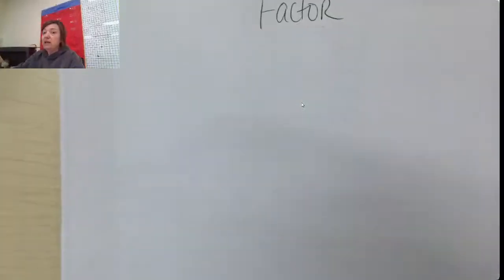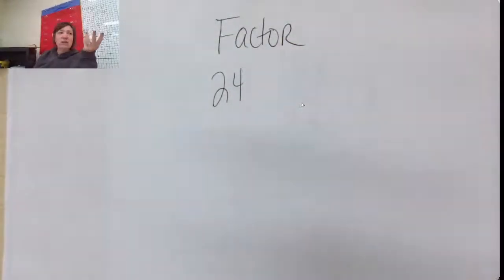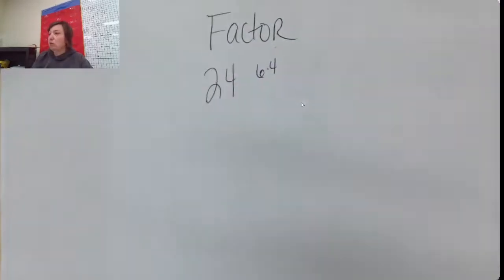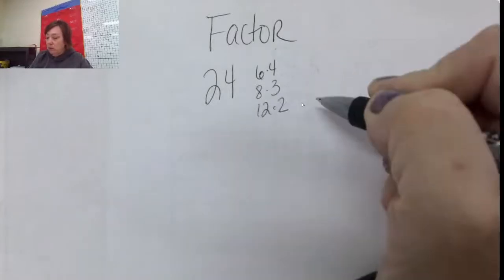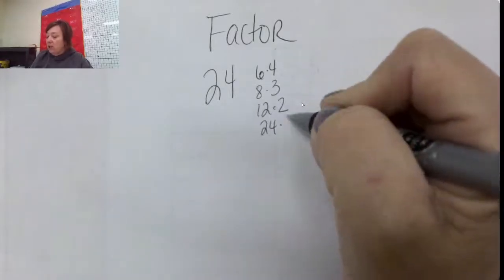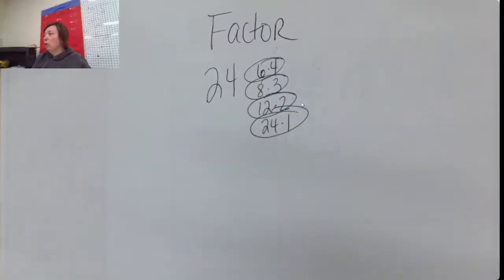Yes, exactly. So if I give you the number 24 and I say, what are the factors of 24? So 6 and 4 is a set of factors for 24. Is that the only option though? 8 and 3, 12 and 2, 24 and 1. So each one of these is a set of factors for 24. All that means is two things that multiply to get that thing.